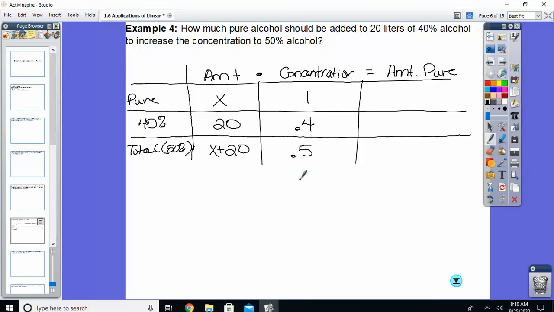We've done the hard part. To get the amount pure, we just use our formula. You multiply amount times concentration. So X times 1 is X. This one I'm going to do 20 times 0.4. You can go ahead and multiply it. I'm not right now, just so you can see what I'm doing if you look back at your notes. Last one, I have to take my 0.5 times the X plus 20.